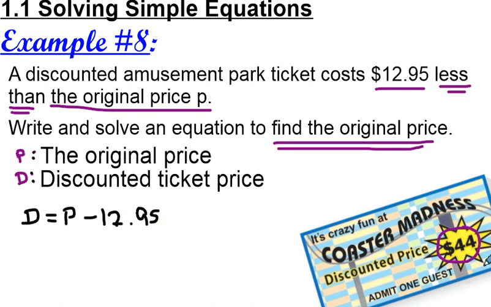Now again, if you don't use the information given to you in the diagram, that's where you get stuck. So you need to go to this for additional information. So the discounted price is $44, so I can plug in 44 for D. So 44 equals P minus 12.95. And then we solve that simple equation. So again, we're right back to where we were for the first few examples. How do you undo subtraction? And of course, you add. Addition is the inverse operation of subtraction, so we add 12.95 to both sides of the equation to solve this equation for P.